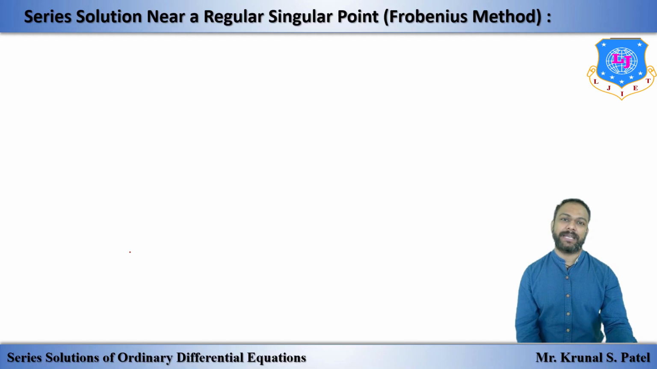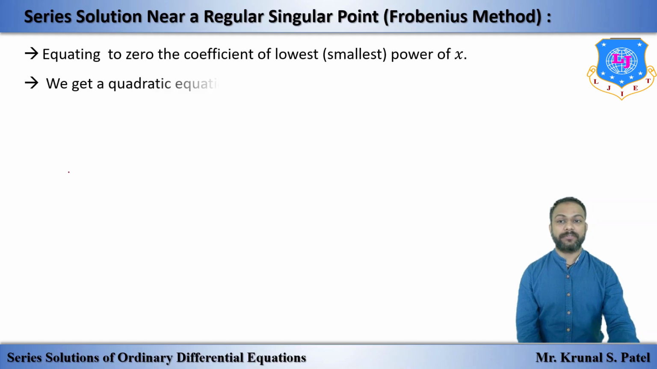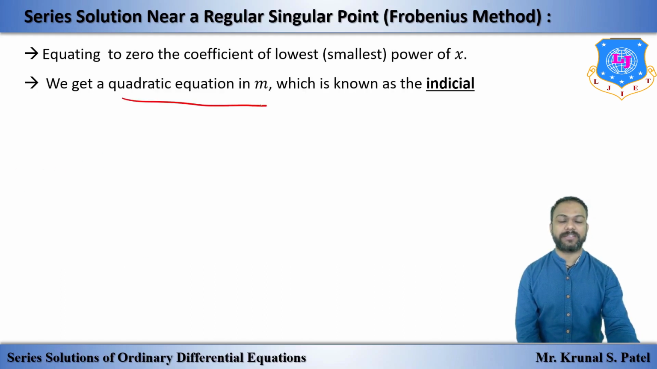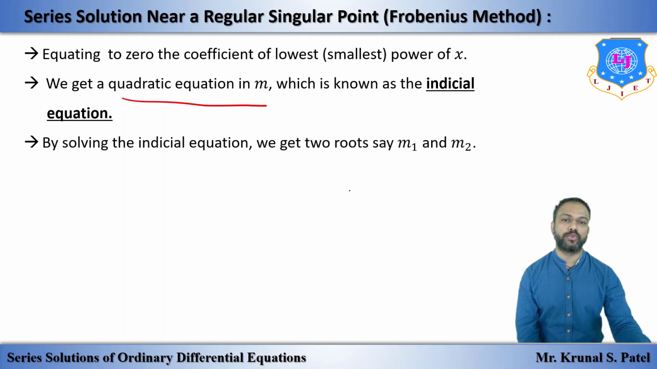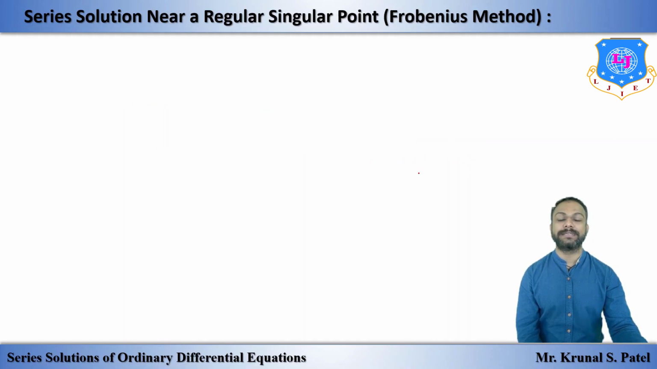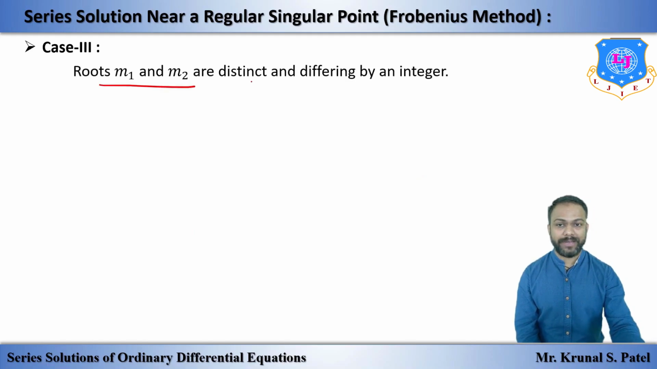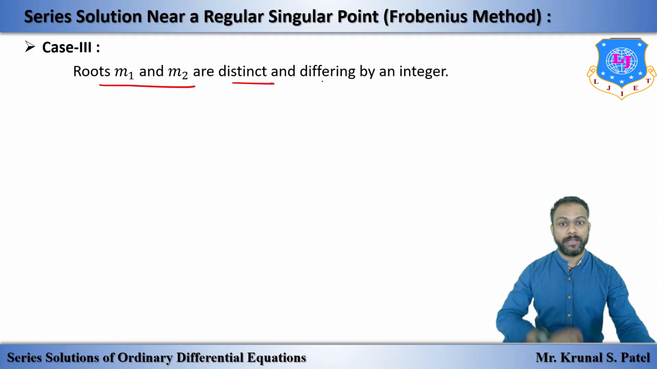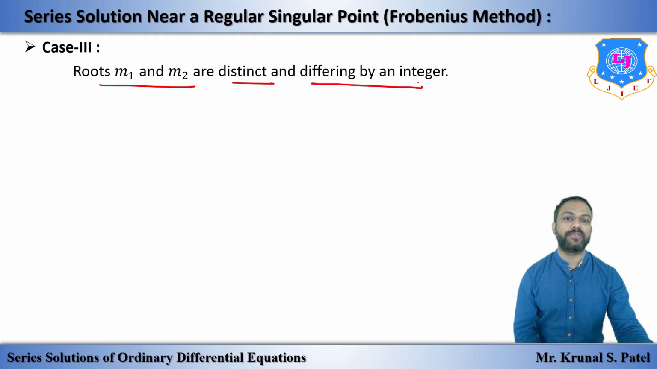In seventh step, we will equate to 0 the coefficient of the smallest power of x, which gives us a quadratic equation in m, which is known as the initial equation. By solving this, we have two roots m1 and m2, and the nature of m1 and m2 decides this case number 3. So if roots m1, m2 are distinct, like case number 1, and in case number 1 they are not differing by an integer, here they are differing by an integer.